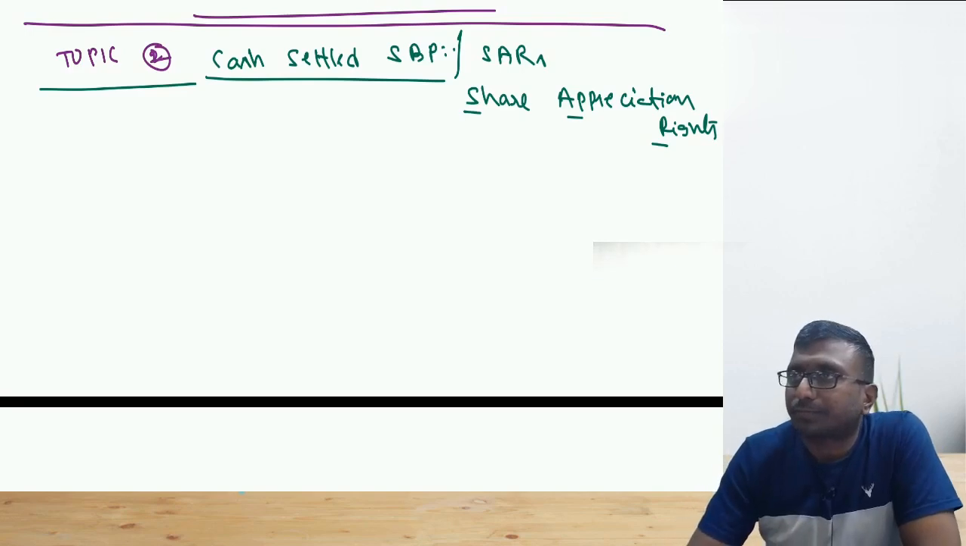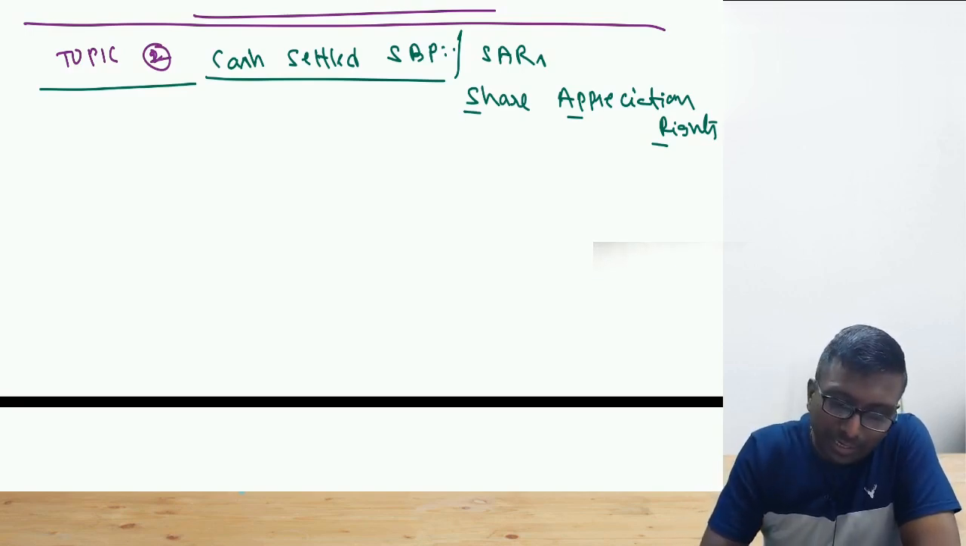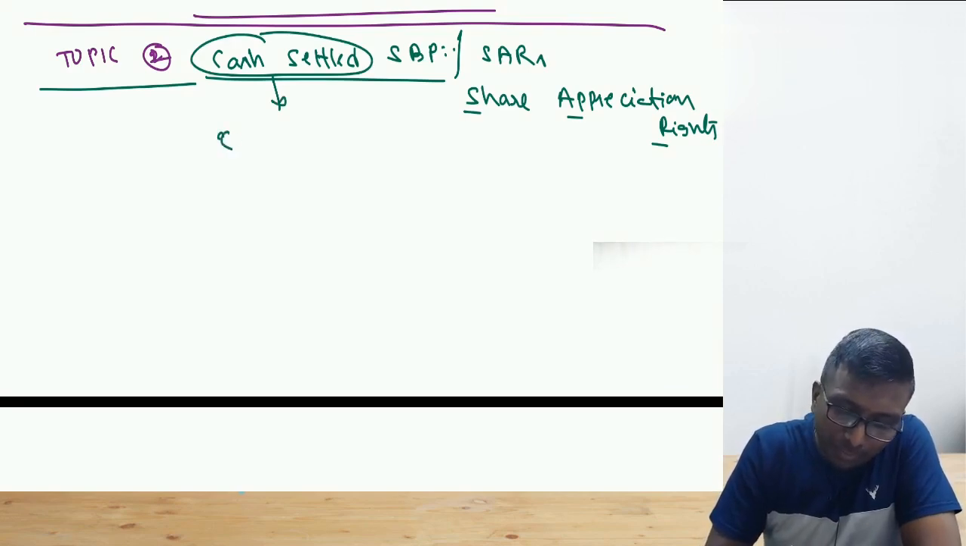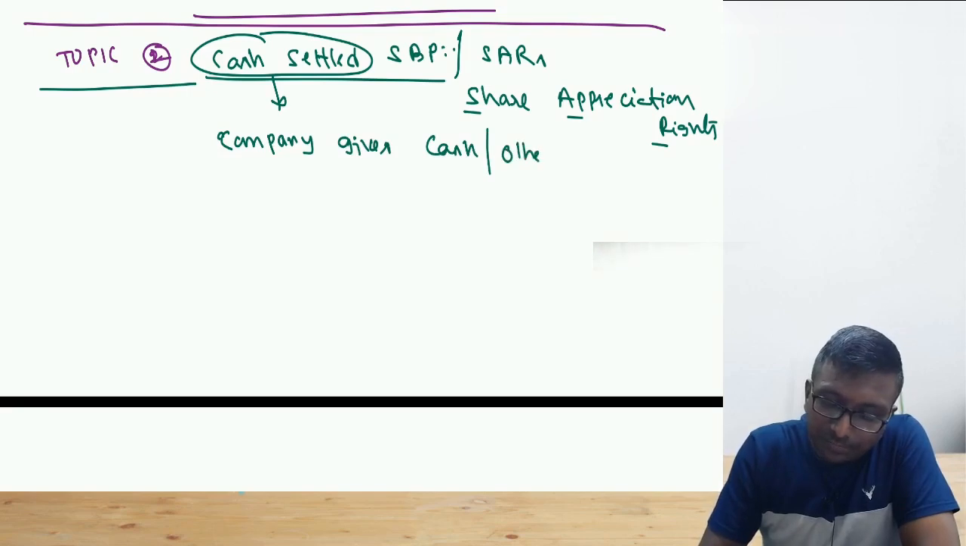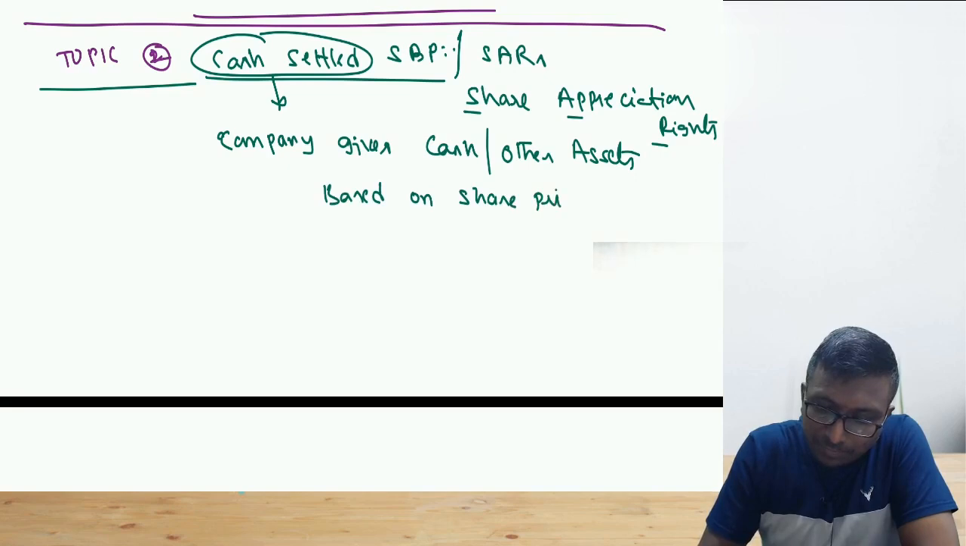Very simple. Already we discussed what cash settled SBP means: what do you give? The company gives cash or other assets based on share price or option value on the date of settlement.